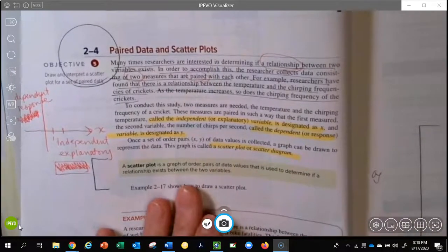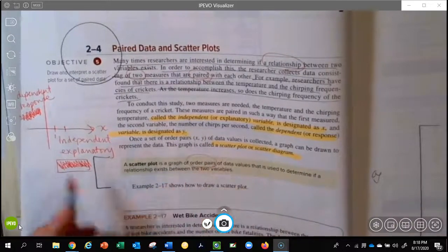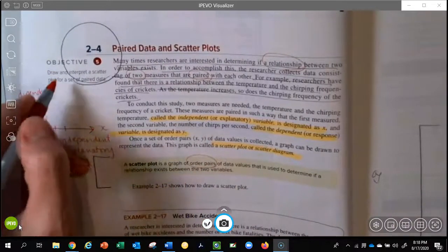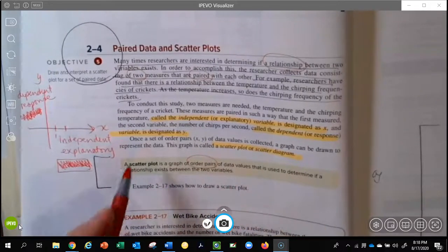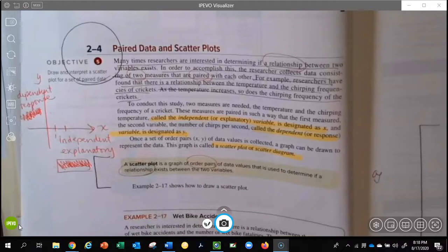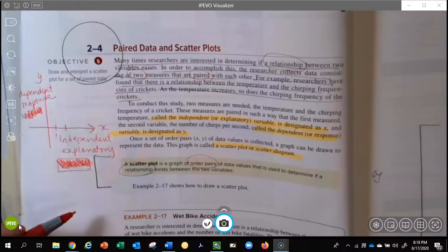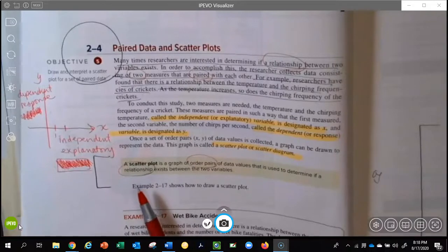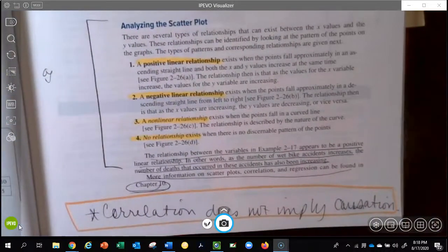So one more index card for this chapter. It's a graph of ordered pairs. Ordered pairs, here's an X, here's a Y. We're going to have X and Y of the data values, and it's used to determine if a relationship exists. It may be a relationship, but you see this little word we just scribbled out? We don't get to say that word there. Anyway, moving on. I'm going to go ahead and show you what I've got written.